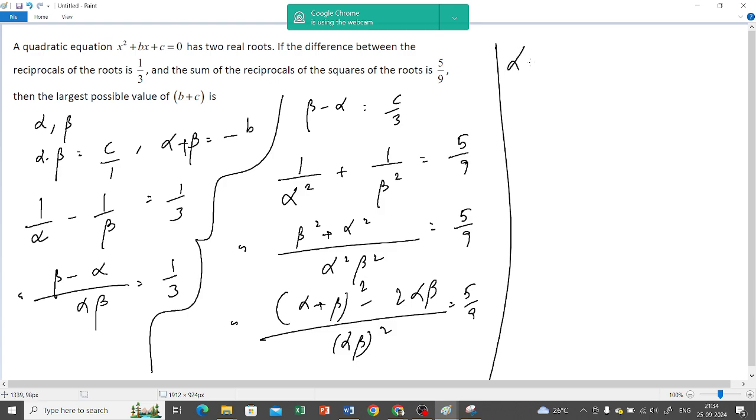Now what is alpha plus beta? Minus b, so that is b square, plus 2 into alpha beta. What is alpha beta? C. Again, what is alpha beta? C square. So it's going to be 9b square. No, it's not going to give anything. It's not going to give us anything.